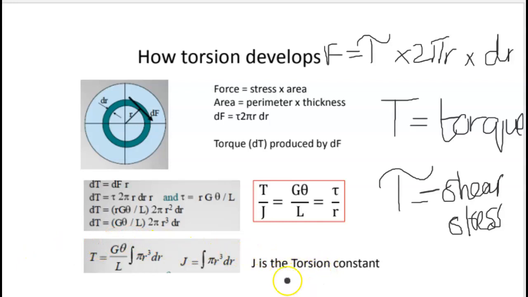Then we have, ignore that bit here. We have the formula T over J equals G theta over L, which is also equal to tau over R. This is the main equation we will have a look at. Now, where J is the second moment of inertia, yeah, J is the second moment of inertia. We will talk about that in detail.